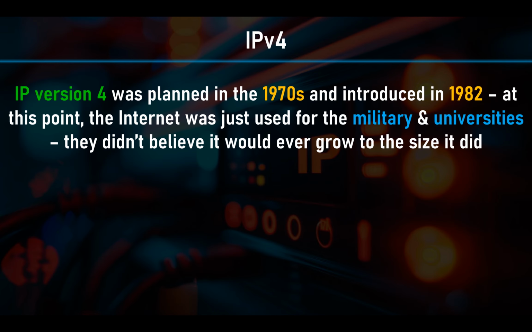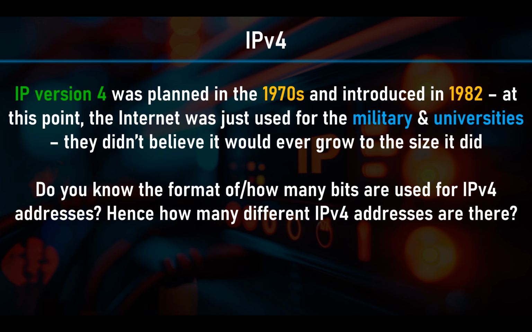If we look at the history of IP version 4, it was planned in the late 1970s and introduced in 1982. At this point, as mentioned, the internet was just used for the military and universities. They didn't believe it would ever grow to the size that it did, because for them it was just an internal system. It was never really designed to be released to the public.